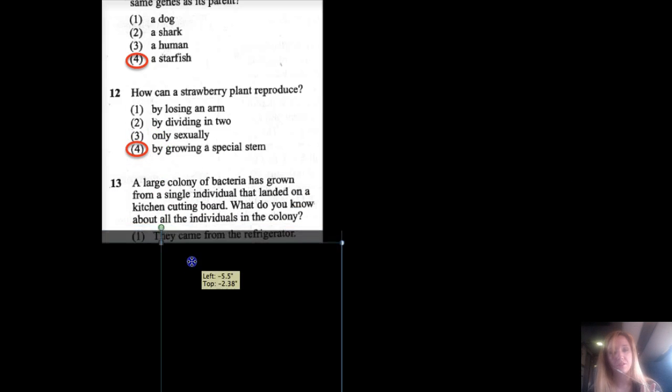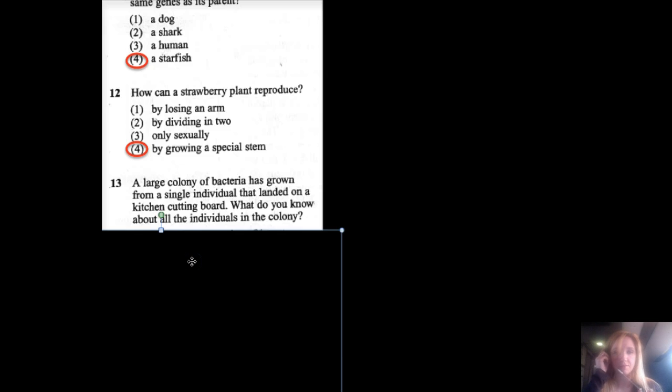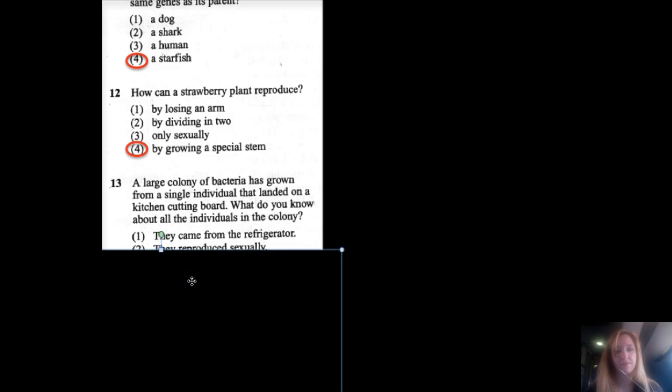3, a large colony, meaning a lot of bacteria, has grown from a single individual that landed on a kitchen cutting board. What do you know about all the individuals in the colony? So it all started from 1 bacteria on that cutting board. They came from the refrigerator? We don't know that. It could have come straight from the grocery store, or from someone coughing on the cutting board. They reproduce sexually?